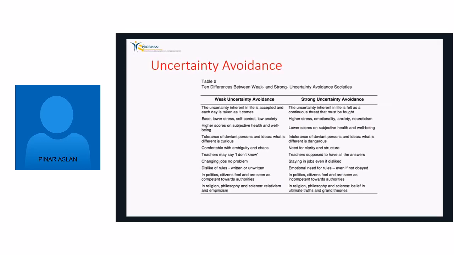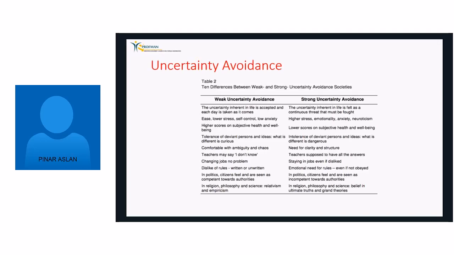And we have weak uncertainty avoidance at one end and strong uncertainty avoidance at the other end. The uncertainty inherent in life is accepted, and each day is taken as it comes in a weak uncertainty avoidance society. Whereas in a strong uncertainty avoidance culture, the uncertainty inherent in life is felt as a continuous threat that must be fought. So you just avoid uncertainty because you see it as a very strong threat. And in weak uncertainty avoidance, again, there is ease, lower stress, self-control, and low anxiety. And in strong uncertainty avoidance, higher stress, emotionality, anxiety, neuroticism, because you're just waiting for the threat to materialize, you know. And in a weak uncertainty avoidance society, higher scores on subjective health and well-being, whereas in a strong uncertainty avoidance society, lower scores on subjective health and well-being, as a natural result of the current situation, you know.